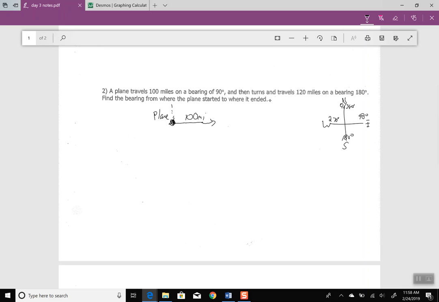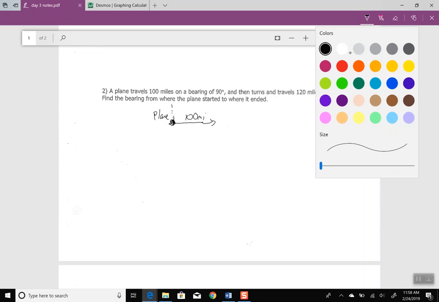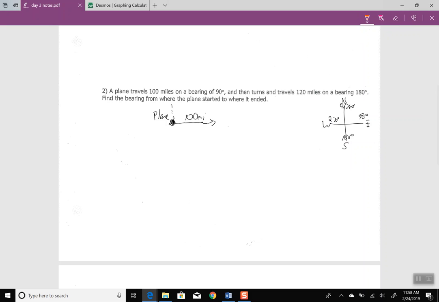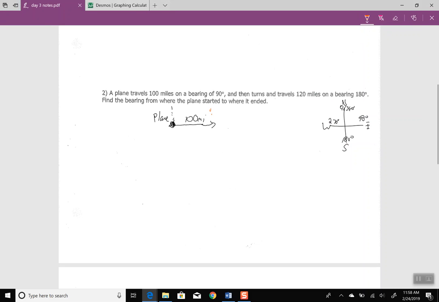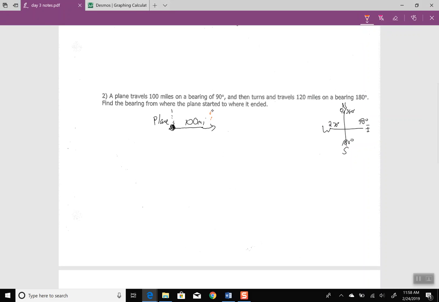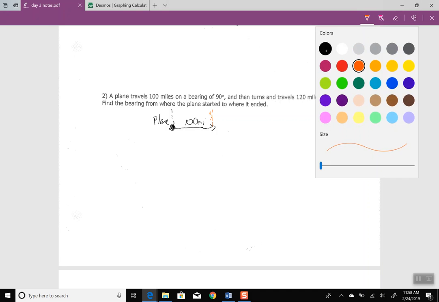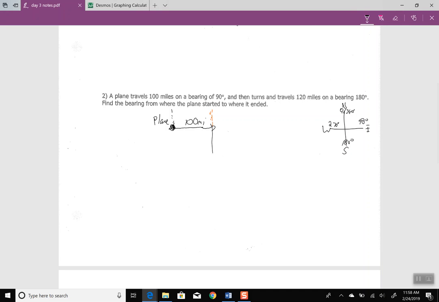Then it turns and travels 120 miles on a bearing of 180 degrees. So if I start where I've ended up now, and imagine due north right here, a line going straight up, 180 degrees would again be going straight down. So now I'm turning to go straight down, and it goes 120 miles. This angle right here is a half circle, or 180 degrees, so I know I'm heading straight down now from due north.